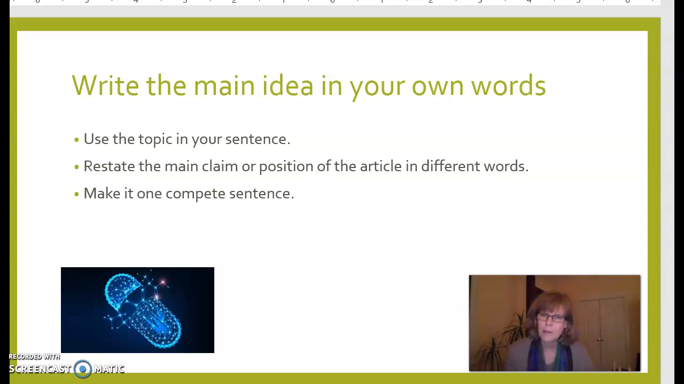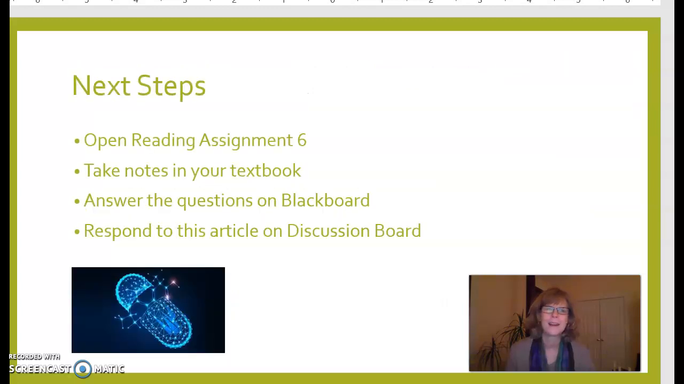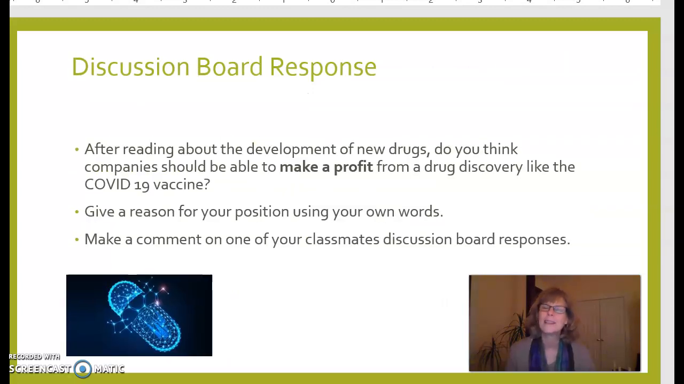And when you're finished with this assignment, writing the main idea sentence, writing the outline, I'm going to ask you to respond to this article. Let's see, I wanted to go here. Sorry, guys, in discussion board. I have a couple questions for you to look at. And the questions are about making a profit from drug discovery.